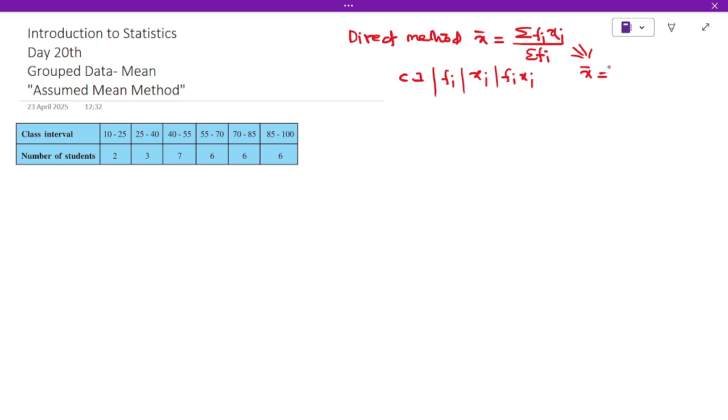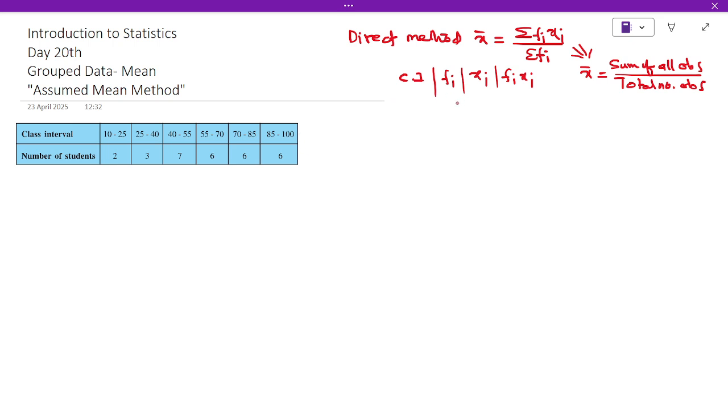We even use it for ungrouped data. So what is the formula? Sum of all observations divided by the total number of observations. The core concept remains the same, right? The only thing is that we have a different kind of data here, grouped data, right?